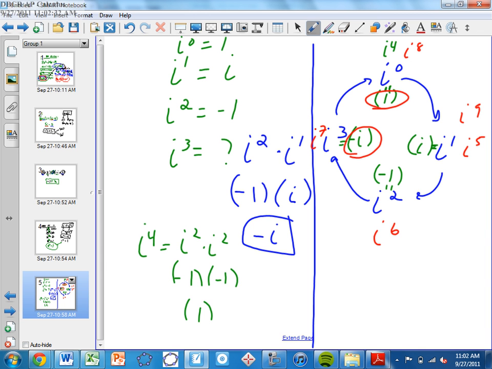Now, do you want to count every time around? You don't want to sit there. What if I said, what's i to the 75th power? You don't want to loop a ton of times to get to that value. So let's talk about how we can figure that out. Well, let me leave that for you, because the bell's going to ring in a minute. So you can work on this one tonight.